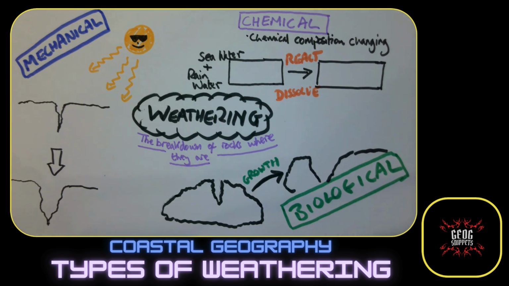The seawater and rainwater contains carbon dioxide, and this means that it makes a very weak carbonic acid. Now, carbonic acid, when it comes into contact with certain types of rock, which has got calcium in it, enables it to be able to dissolve.